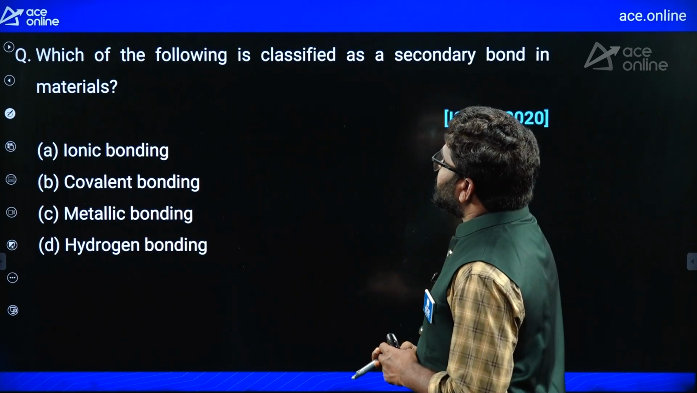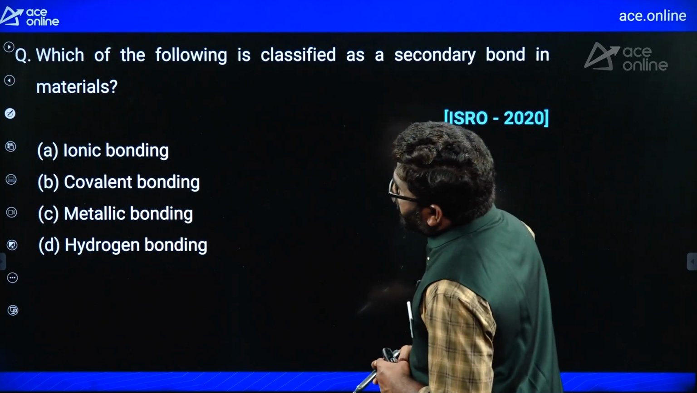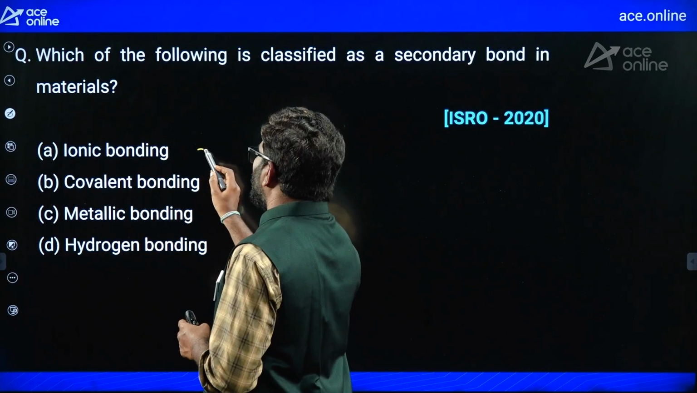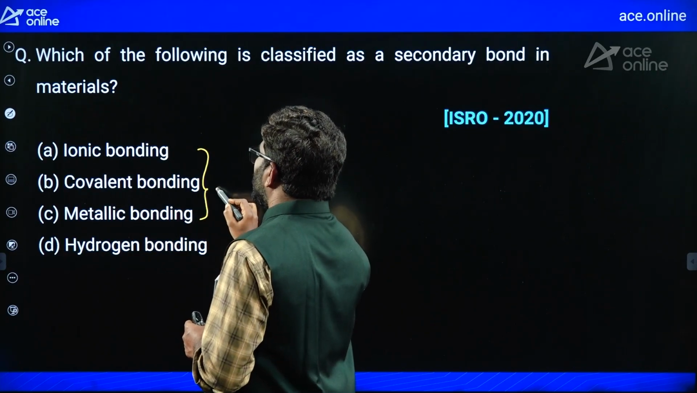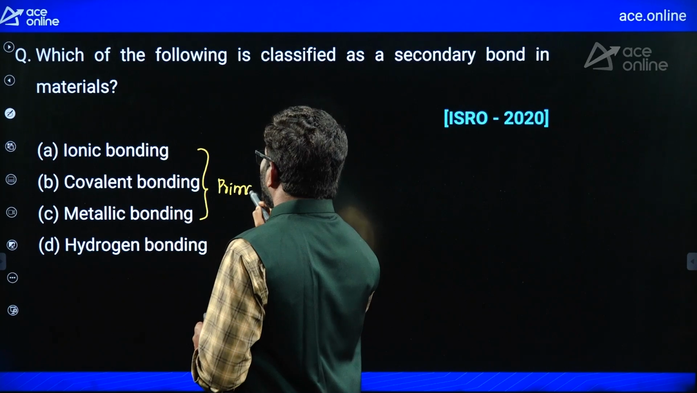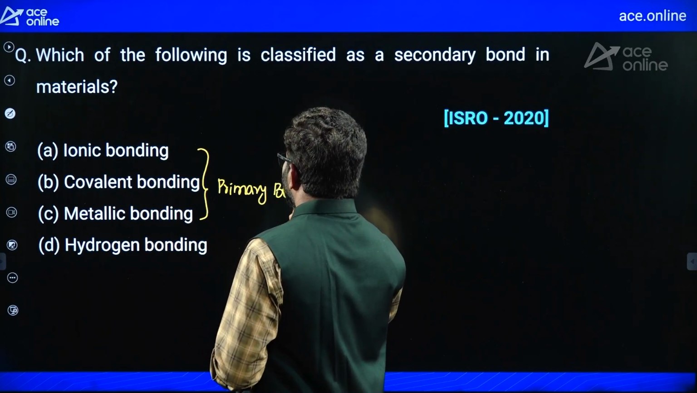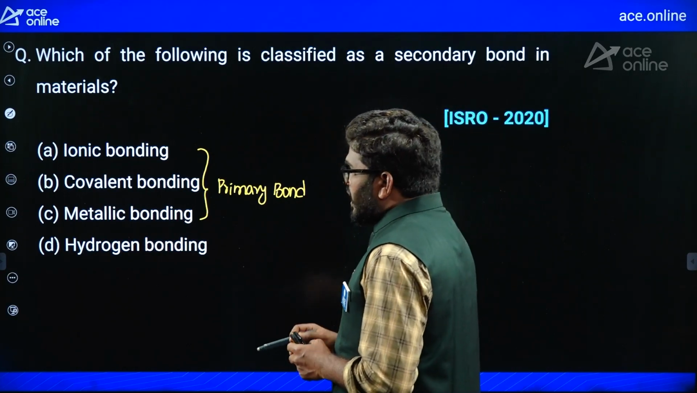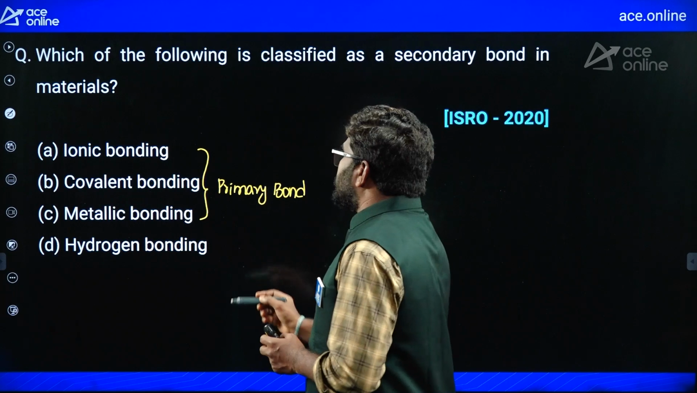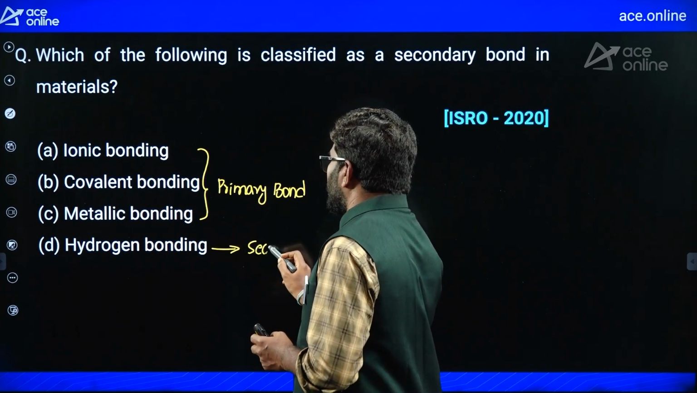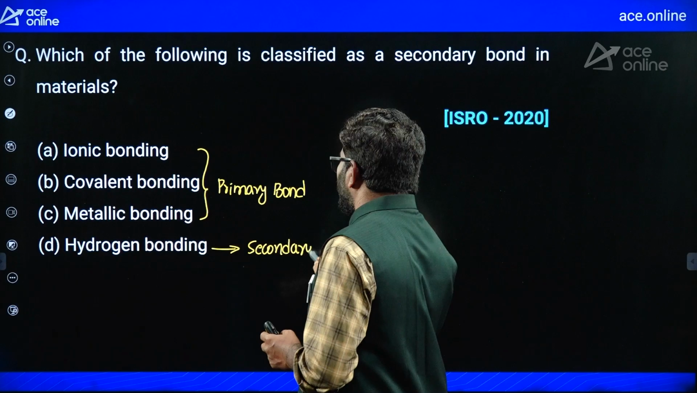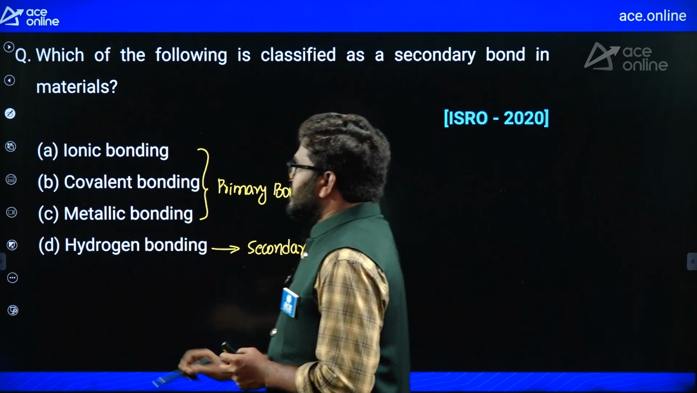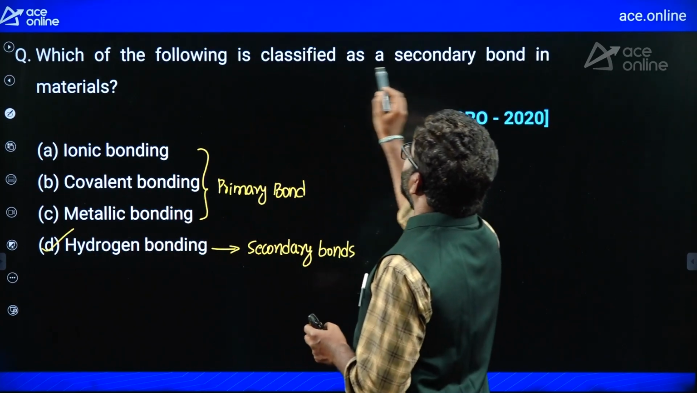Next, which of the following is classified as a secondary bond in the materials? See, if we talk about the bonds, ionic bond, covalent bond and metallic bond are primary bonds. Hydrogen bond and van der Waals bond are secondary bonds. So D is the answer for this question. Secondary bonds they are asking.